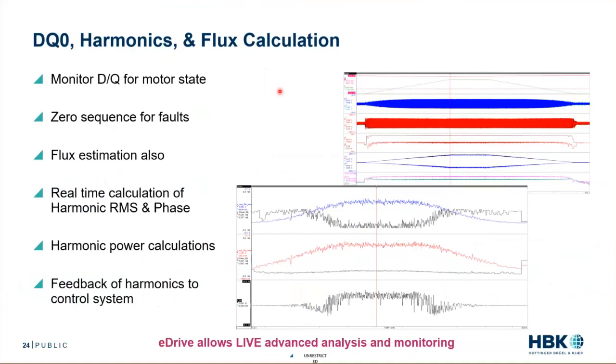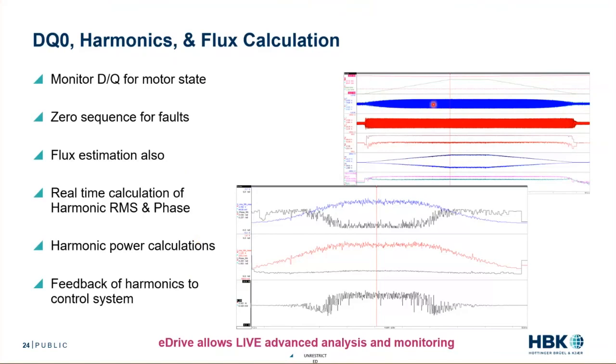We can do a lot of nerd stuff, and I shouldn't call it nerd stuff, but we can monitor the DQ0 for motor state. We can look at the zero sequence for faults. We can do a flux estimation. We can do real-time calculations of harmonic and harmonic phases. You can understand what the third harmonic of the zero sequence voltage is and view that as a scope trace. We can do harmonic power calculations if you think that an increase in your harmonic power losses will be indicative of failure. And we can feed all of this back to control systems.